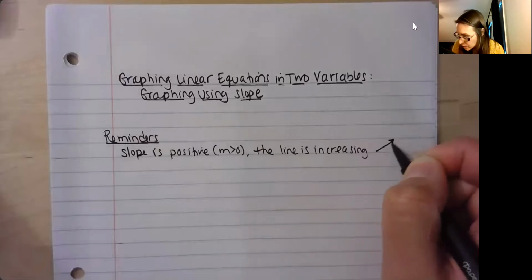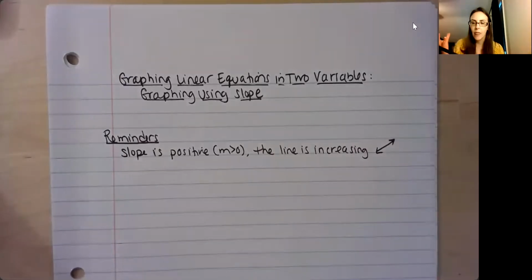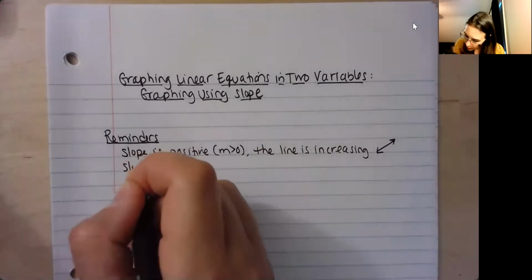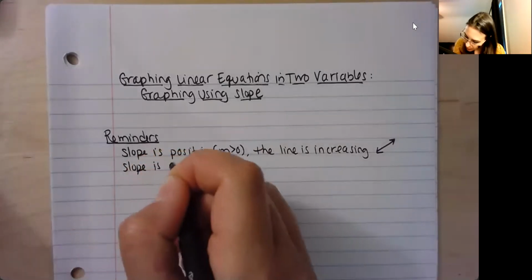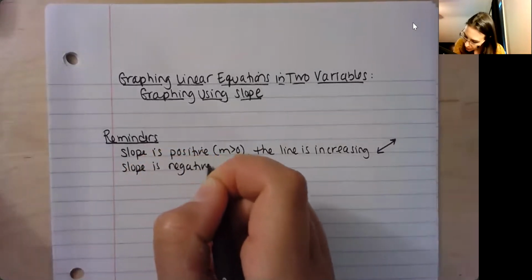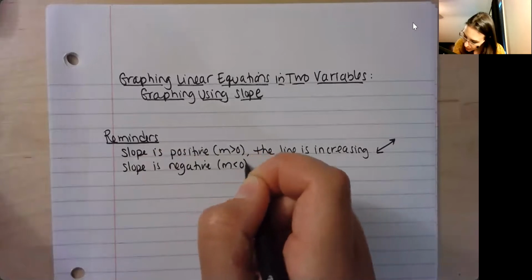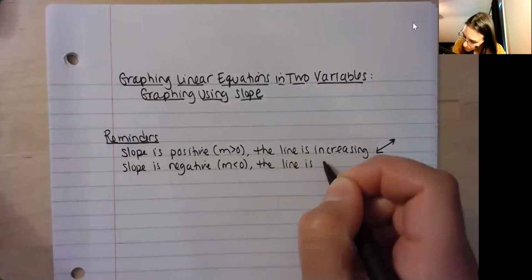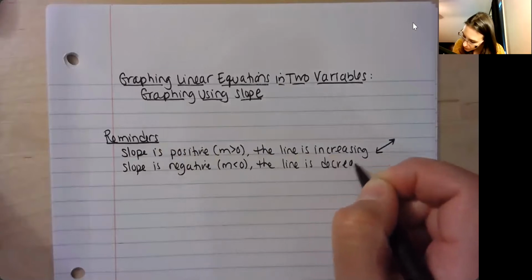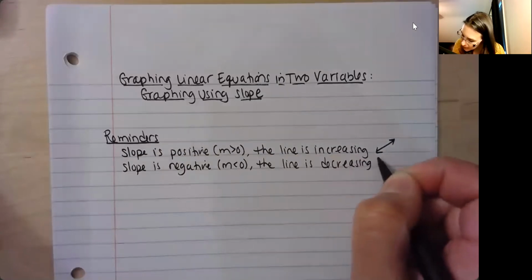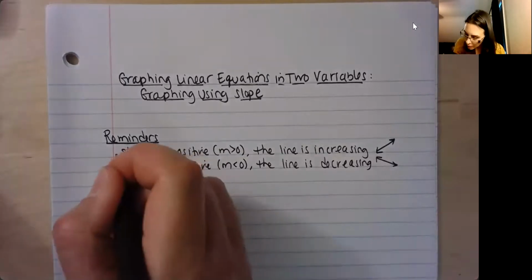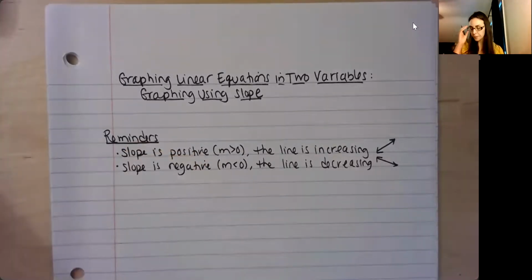Then your line is going to be increasing. And of course, it could look a little different than that. I'm just kind of showing you the general direction. If your slope is negative, so your m is less than 0, the line is going to be decreasing or going down overall. So that's kind of one set of ideas here.